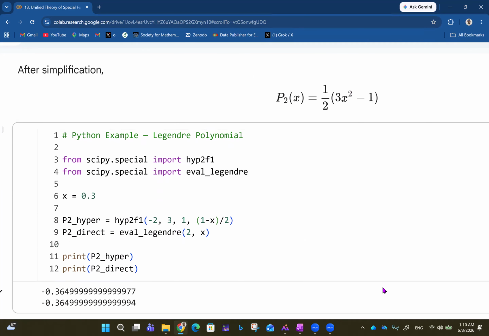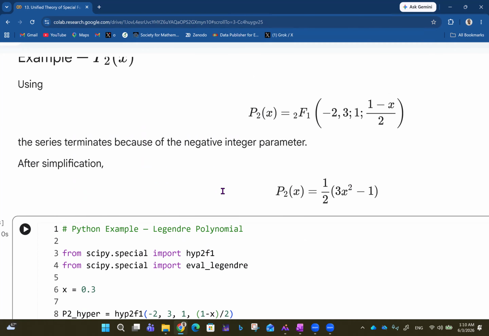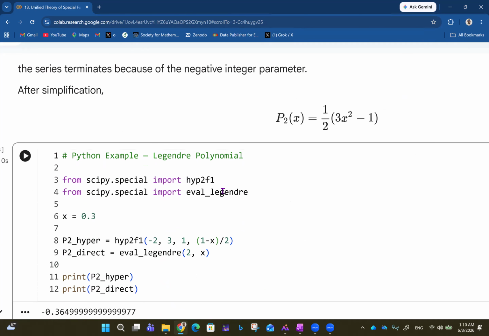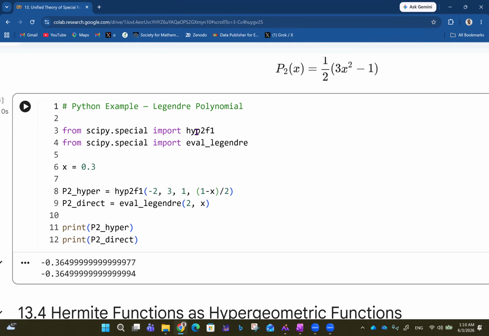So if you check, we did exactly this kind of thing at some point. So if you do the direct Bessel, or yeah, we are talking about Legendre, not Bessel, sorry. So this P2 of x is second order for Legendre, not Bessel, sorry. So yeah, you get hyp2f1, which is Legendre from SciPy special, and then you can get the evaluation of your Legendre directly. And they're exactly about the same.